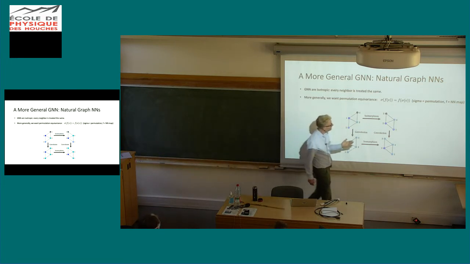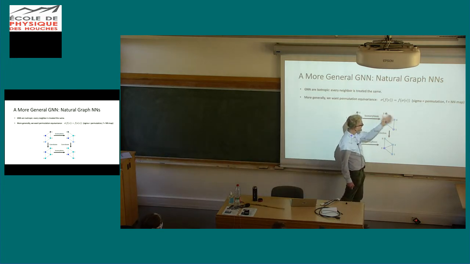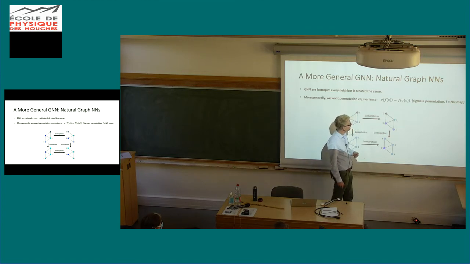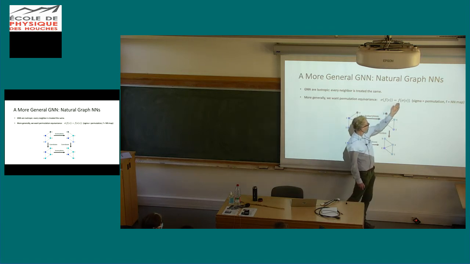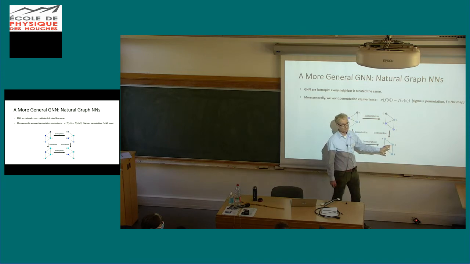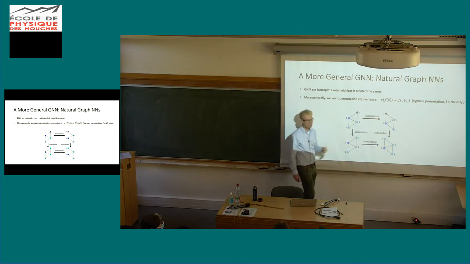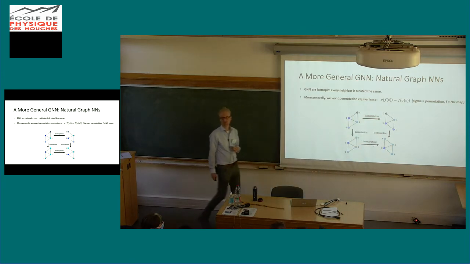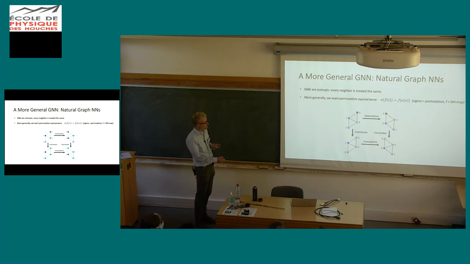So the symmetry of this thing is that if I permute the labels on my nodes, then I do my convolution, that should be the same as first doing the convolution and then permuting the labels of my nodes. So that is the commuting diagram that I need to satisfy. So the symmetry group is this group of all permutations of these nodes.